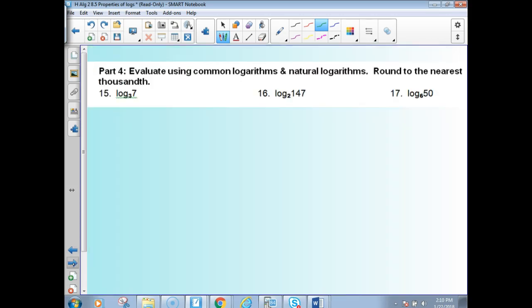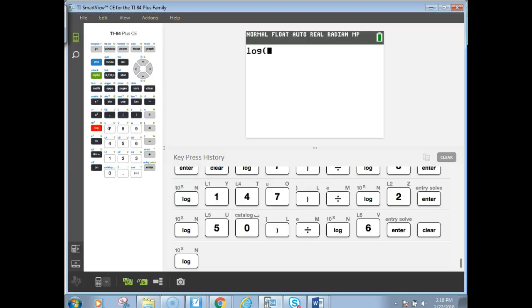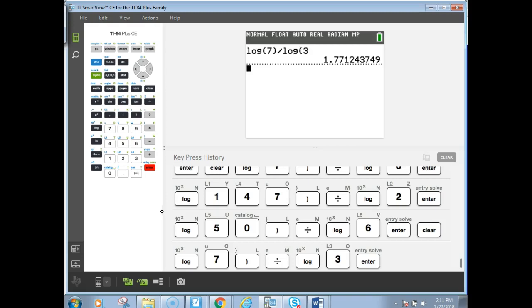All right, let's do some examples. So, change of base formula. Evaluate using logarithms and natural logarithms, round to the nearest thousandths. This would be the log of 7 divided by the log of 3. Now you go on your calculator and you type log 7. If you do not put a parenthesis in here and you hit divide, you will get it wrong. So you need to close that parenthesis up, and then you can hit divided by log of 3. And it won't matter if you close that last parenthesis. 1.77 is your result.